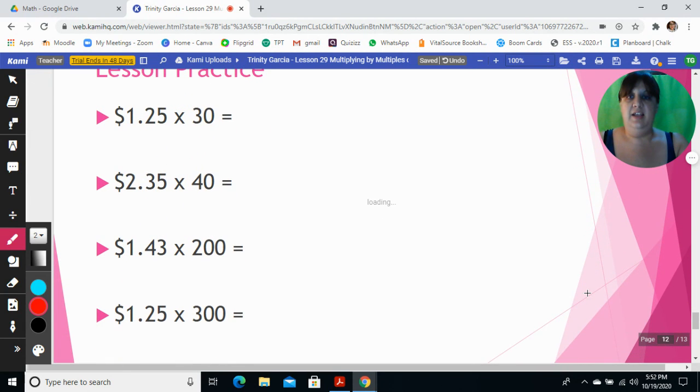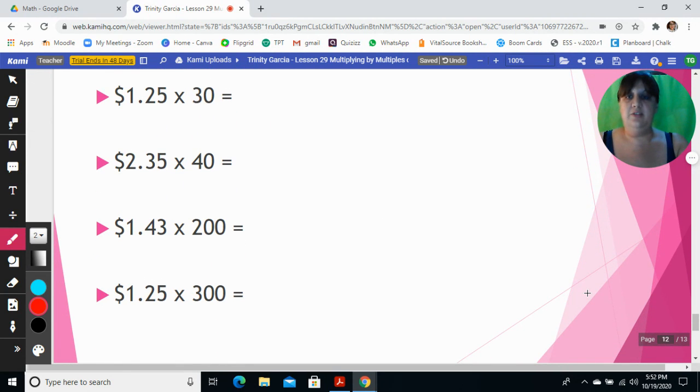All right, and here is the rest of your lesson practice. Remember, it works just the same like we practiced, except that with the dollar sign and the decimal point, you want to make sure that you get those in the right place. When you look at your answer, if the answer does not seem right, then go back and check where your decimal point line landed and make sure that it's where it needs to go.